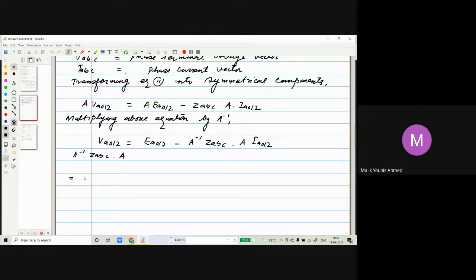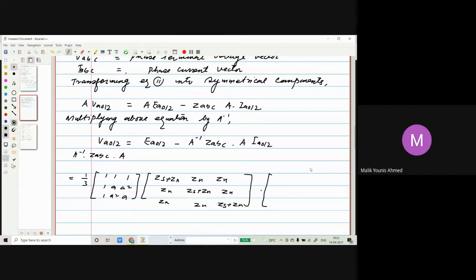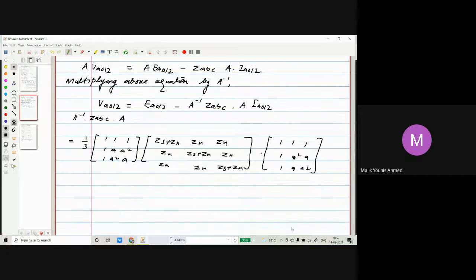A inverse is 1 by 3 times the matrix 1 1 1, 1 A square A, 1 A A square, and then ZABC, which we know is Zs plus Zn, Zn, Zn; Zn, Zs plus Zn, Zn; Zn, Zn, Zs plus Zn, multiplied by the A matrix, which we have already done a number of times: 1 1 1, 1 A square A, 1 A A square. If we solve this, let's name this value Z0 1 2.